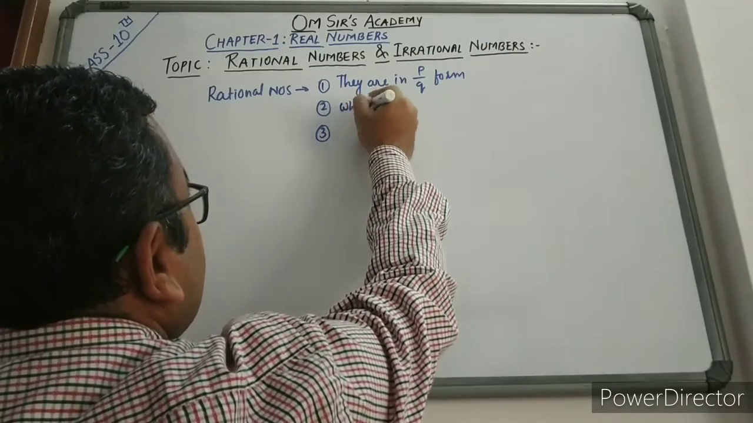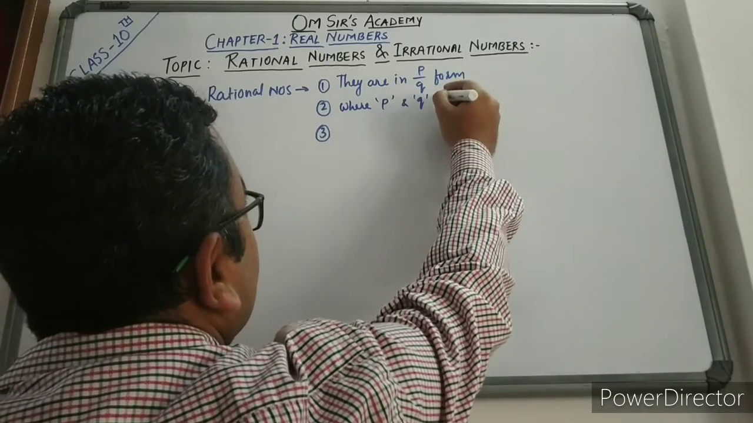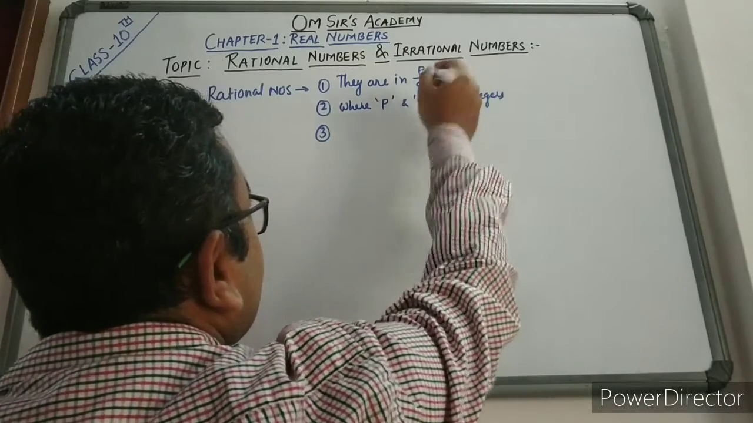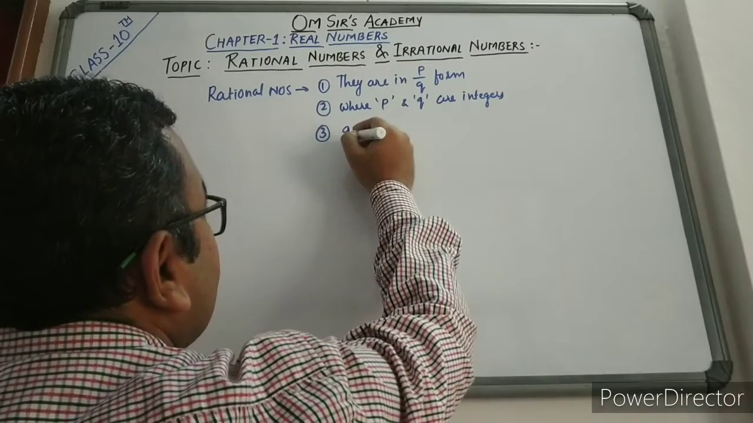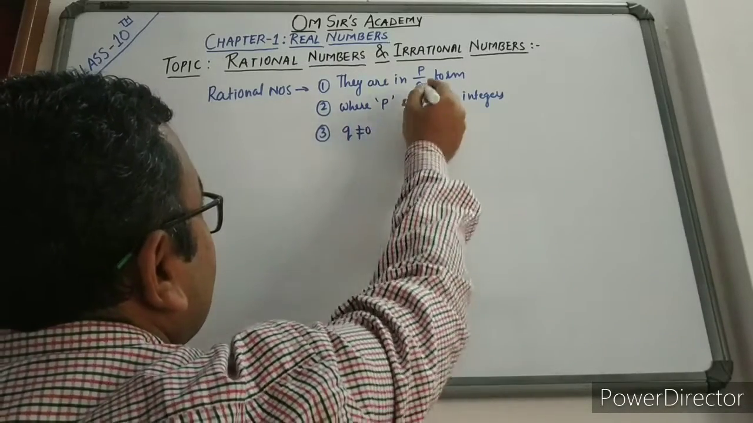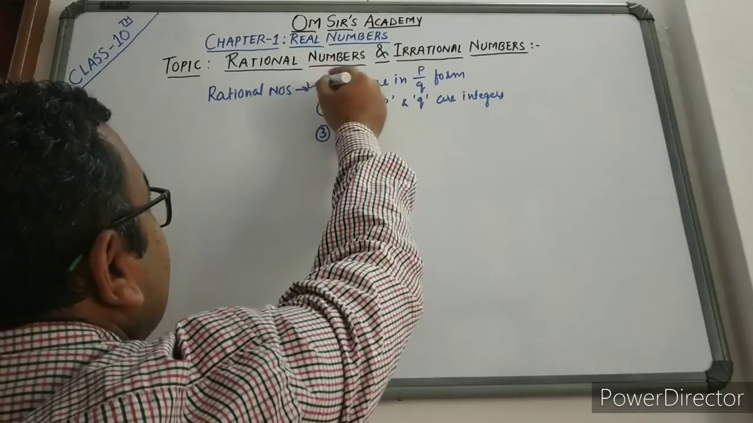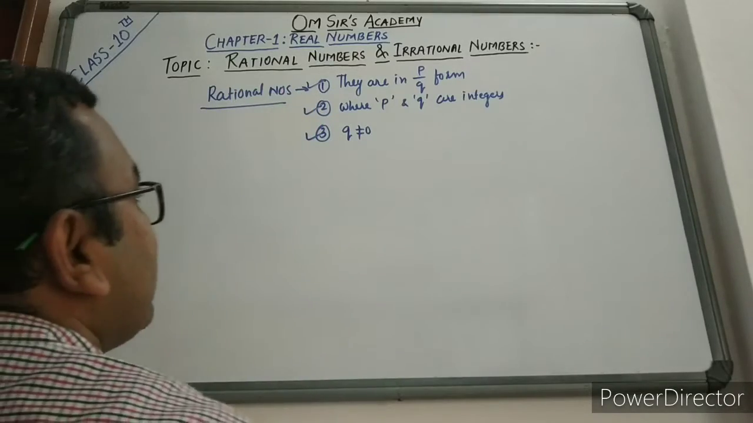Where P and Q, that is the numerator and denominator, are integers. That can be negative, positive, 0. But Q should not be equal to 0. That is, the denominator over here should not be 0. If all these three conditions are satisfied, then we say that the number is a rational number.